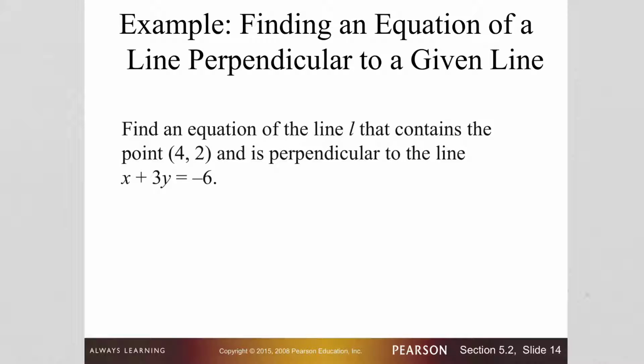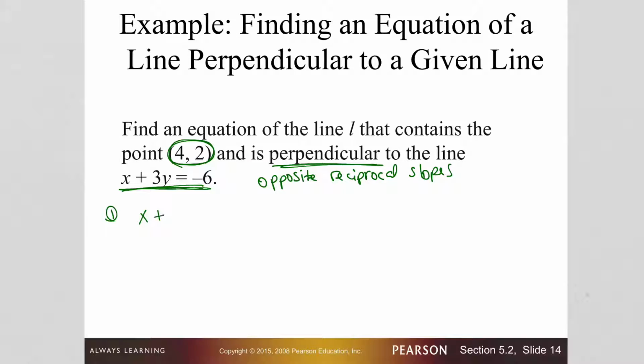Okay, so you'll remember from a previous lesson that perpendicular lines have opposite reciprocal slopes. So if I want to find the equation of the line that goes through this point but is perpendicular to this line, the first thing I need to do is find the slope. So x plus 3y equals 6. I want to subtract x from both sides and divide everything by 3.